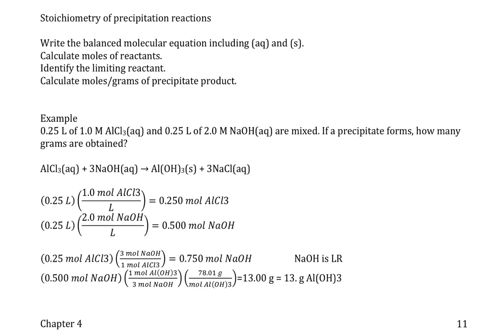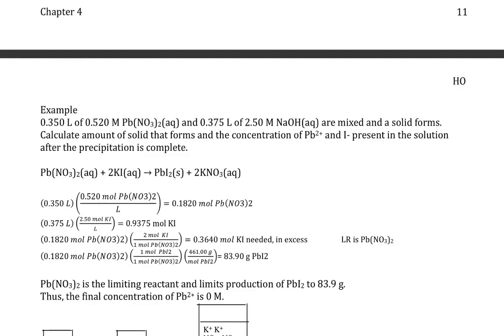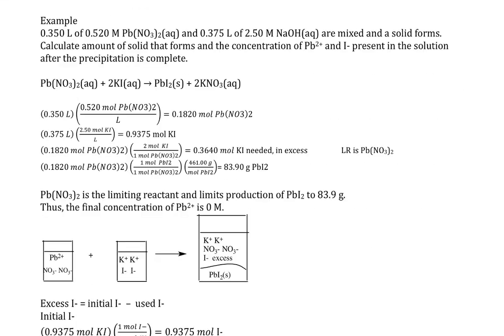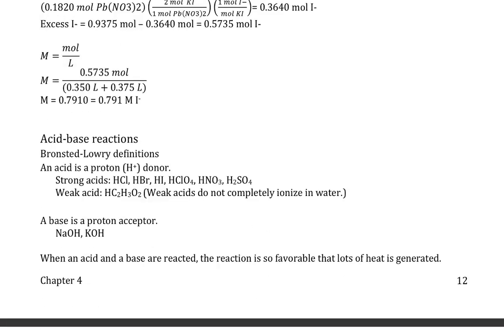We take our 0.500 moles of NaOH, multiply by the mole ratio between the NaOH and the aluminum hydroxide, 1 to 3, and then go from moles of aluminum hydroxide to grams of it. Its molar mass is 78.01 grams per mole, and we would calculate the value 13 grams of aluminum hydroxide obtained. Here's an example that you should come back to practice this kind of problem. Its answer is right there, but we have not gone over it together, so come back to it.